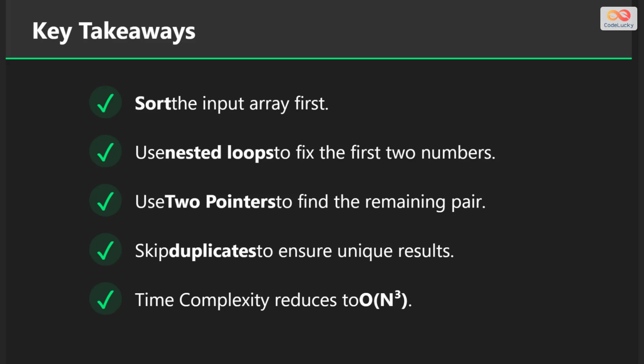To summarize, solving the four-sum problem efficiently requires sorting the array first. By fixing the first two numbers, we transform the problem into a variation of the two-sum problem, which we solve with two pointers. Remember to handle duplicates carefully to meet the problem constraints. This O(n^3) approach is the standard optimal solution.